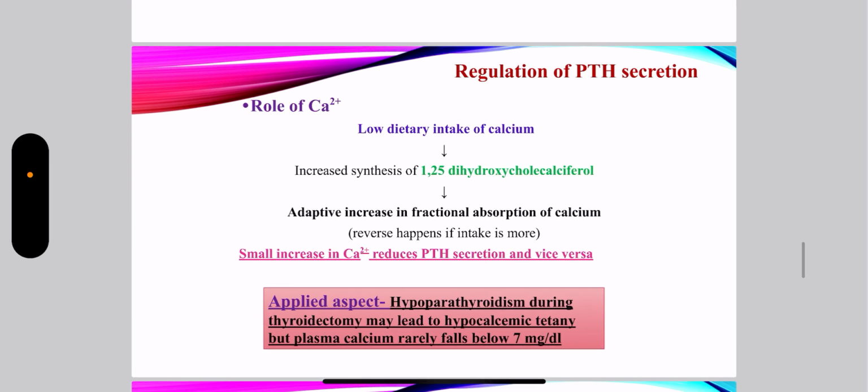Now about the regulation of secretion of parathormone. The main factor for regulation is calcium. Whenever there is low calcium intake, there will be increased synthesis of 1,25 dihydroxycholecalciferol, or activated vitamin D3, and it will cause an adaptive rise in the fractional absorption of calcium. The reverse will happen if there is more intake of calcium, with a decrease in the absorption of calcium. So there is feedback regulation.